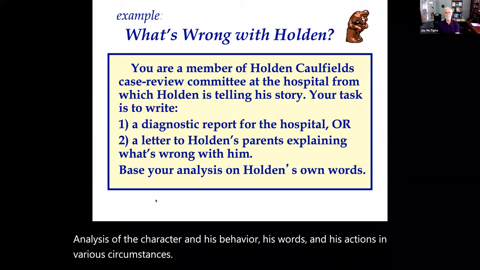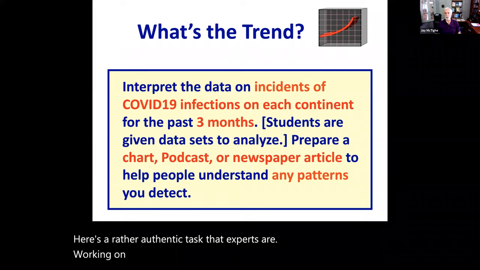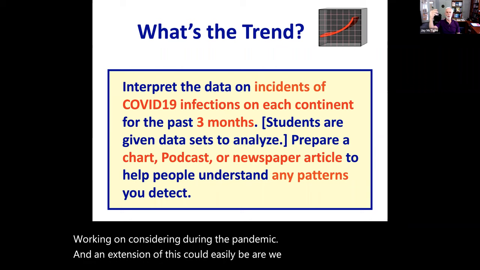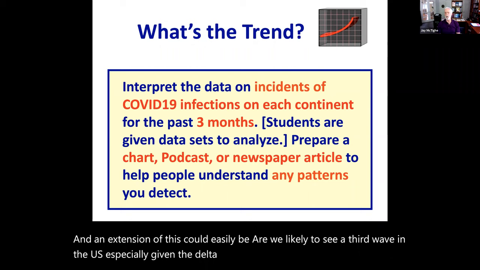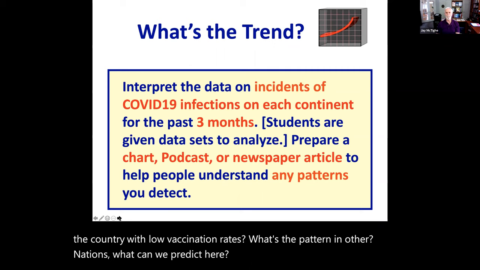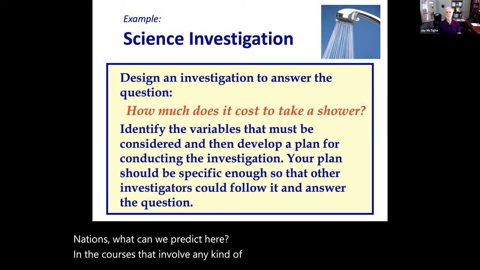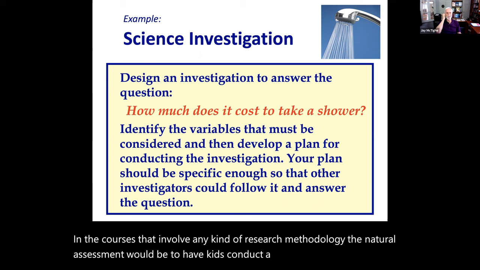Here's a rather authentic task that experts are working on considering, during the pandemic. And an extension of this could easily be, are we likely to see a third wave in the US, especially given the Delta variant, and especially in areas of the country with low vaccination rates? What's the pattern in other nations? What can we predict here? In the courses that involve any kind of research methodology, the natural assessment would be to have kids conduct a research investigation. And here is just one example.